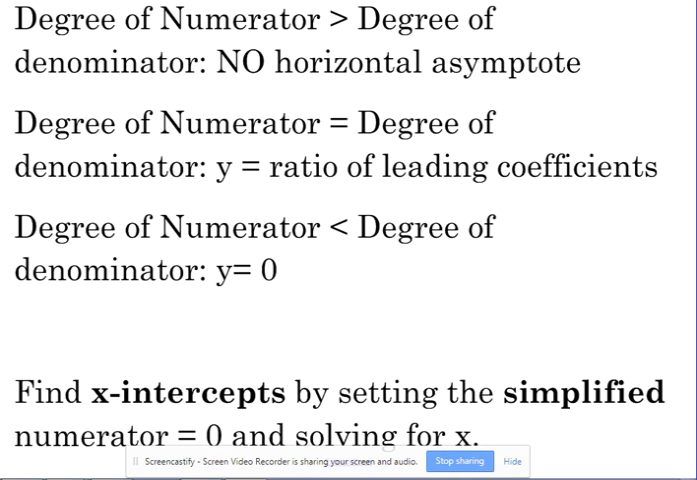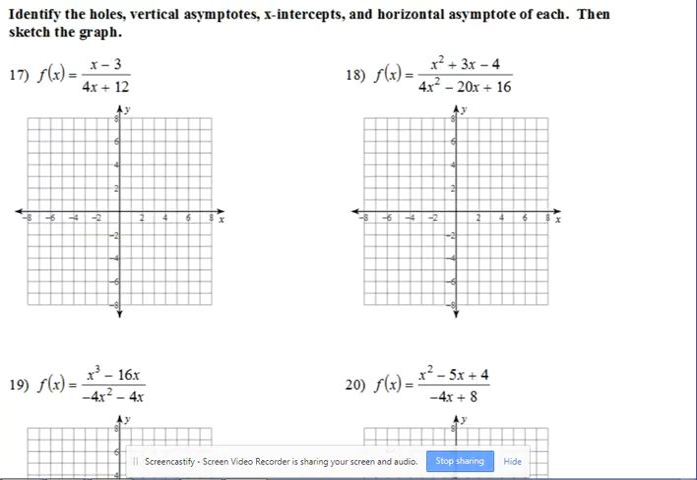So on your worksheet, let's look at number 17. We're going to start with number 17 and go through the list: holes, vertical asymptotes, x-intercepts, and horizontal asymptotes, and then we're going to look at the graph. So we need to simplify this as much as we possibly can. The numerator does not factor, so we leave it as x minus 3. The denominator, we can pull out a 4, and that leaves us with x plus 3.